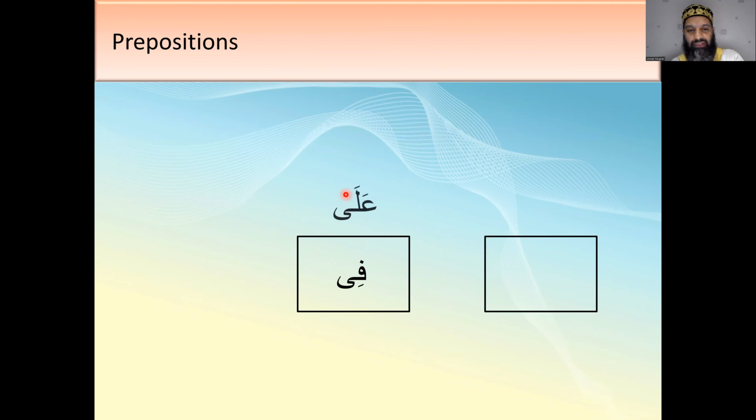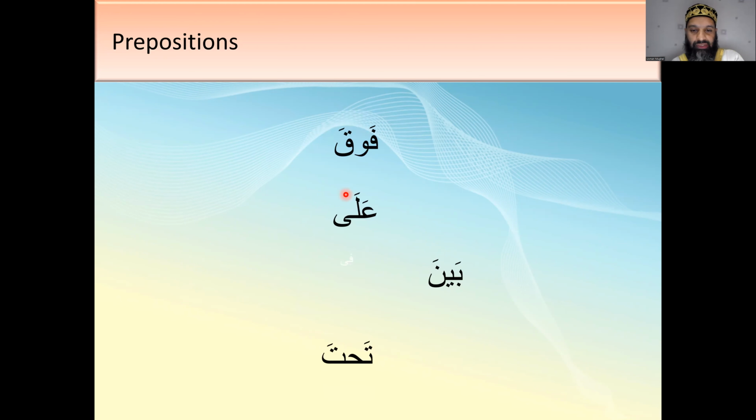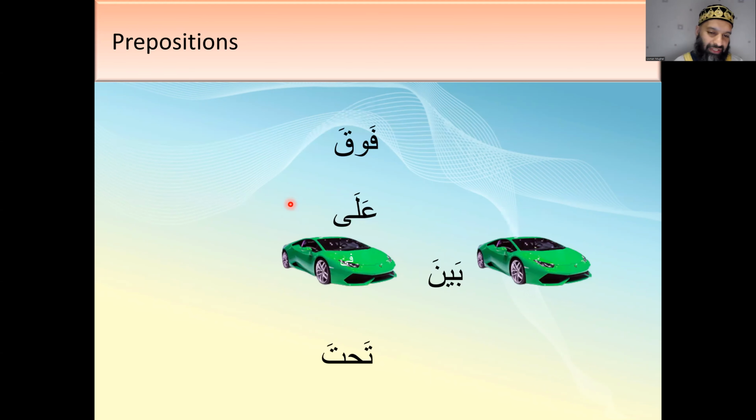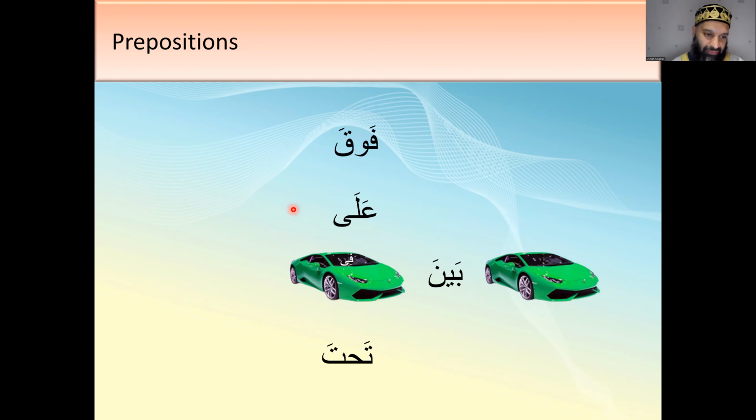And then we did this. And I'll let you know what my favorite car was. A Lamborghini by miles. Forget Ferraris and forget Bugattis. Lamborghini. So with this, I'm showing you ala means on, fawqa means above, fi means inside, tahta means under, and baina means between. And these are all prepositions.